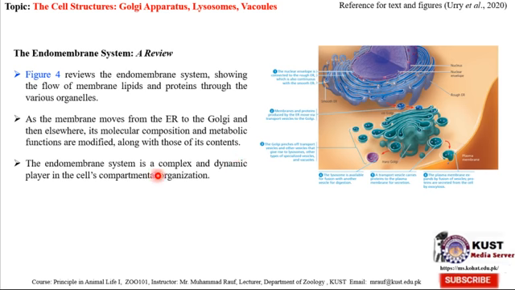The endomembrane system is a complex and dynamic player in the cell's compartmental organization. So the cell is divided into different compartments. It is because of the presence of those membranes. A membrane surrounding a particular organelle not only helps the organelle to perform its function efficiently, but it also provides a suitable environment where the organelle can function at its optimum levels.